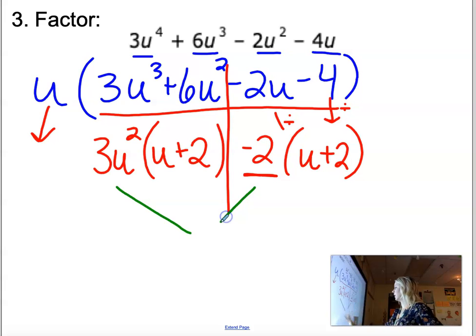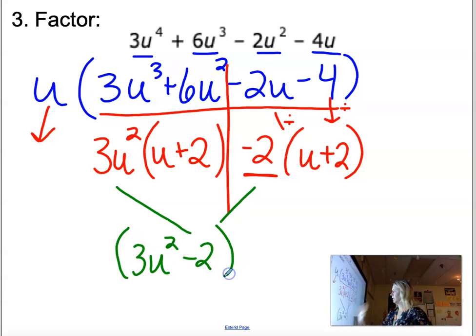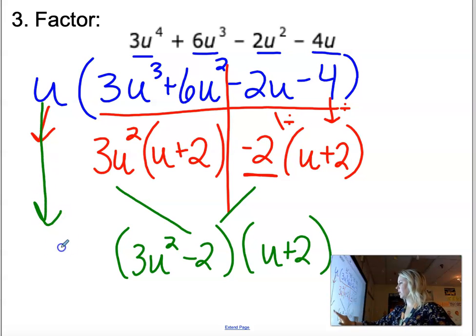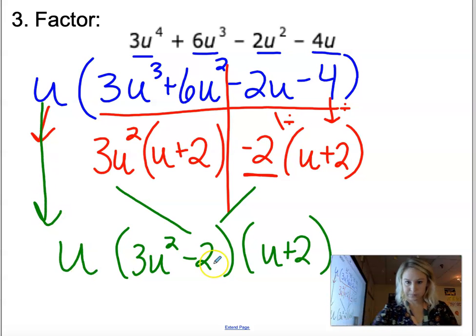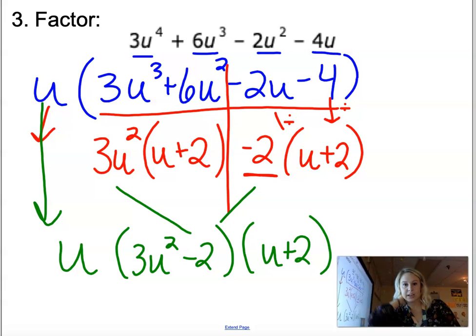So these two come into their own parenthesis: 3u squared minus 2. My u plus 2's go into one parenthesis. And now this random u that I took out from the start just drops down out front. Okay, so a little bit more work. If you have a problem that has a GCF, you first have to factor it out, and then you can factor by grouping with the 4 remaining terms. Just don't forget to drop that down at the very end. Okay, let's look at some more problems.